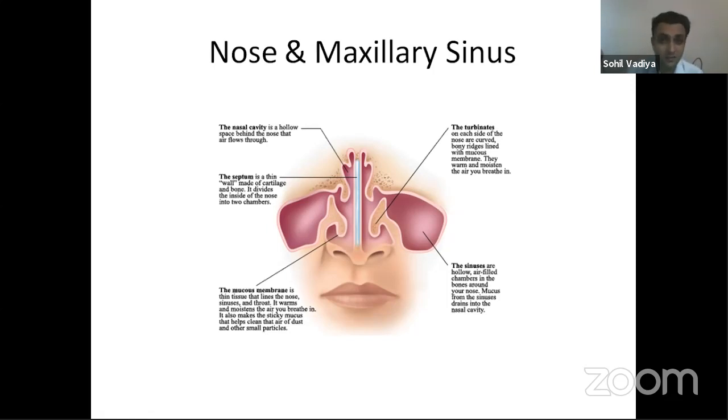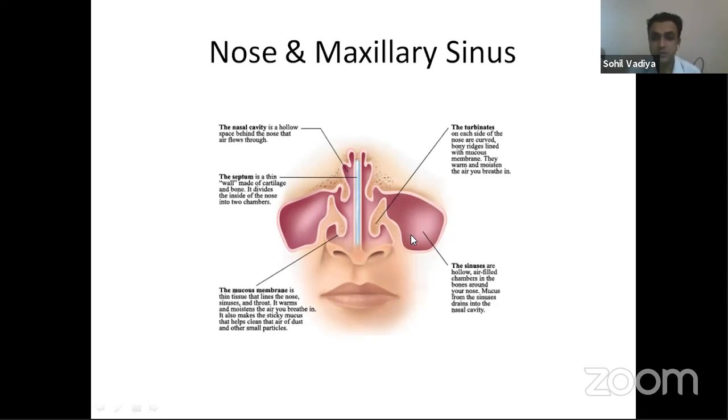So any disease affecting the nose, like allergy, infections, tumors, polyps, if they cause swelling or inflammation in this area and they block this particular area, then the sinus will not have any place of opening. And then what will happen? The sinus will not have a drainage.